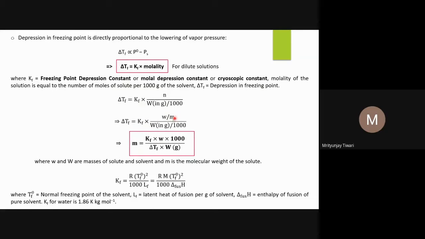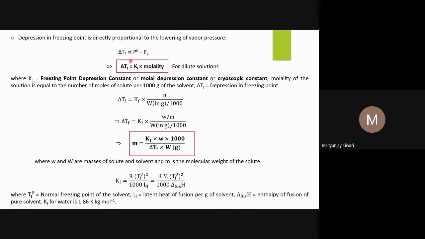This m will come to this side, so Kf will become Kf divided by delta Tf. And from here you can simply get it: m is equal to Kf into a smaller w into 1000, because this will go into the numerator, so into 1000 divided by delta Tf. If I bring this m here, the delta Tf will be in the division on the right hand side, and delta W is already in the division, is the mass of the solvent in gram.